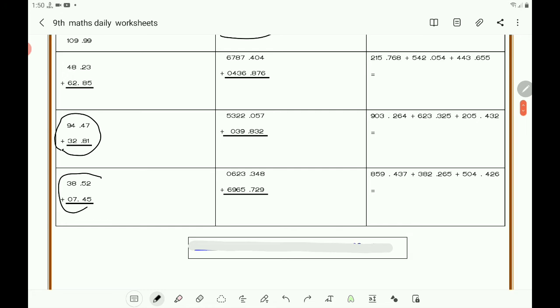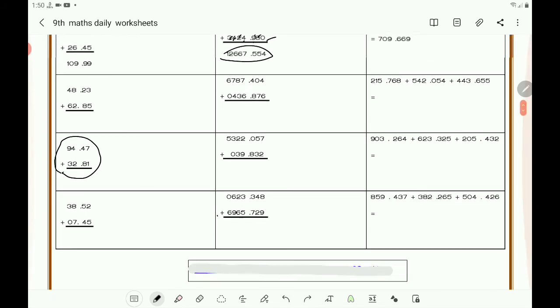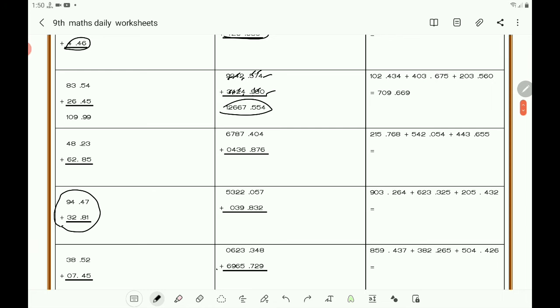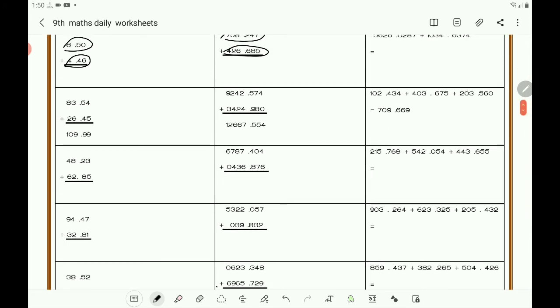Then you take 38.52 plus 7.45, 623.348 plus 6965.729. Then 859.437 plus 382.265 and 504.426. Here you observe each one and take one below the other. Otherwise it becomes difficult for you.